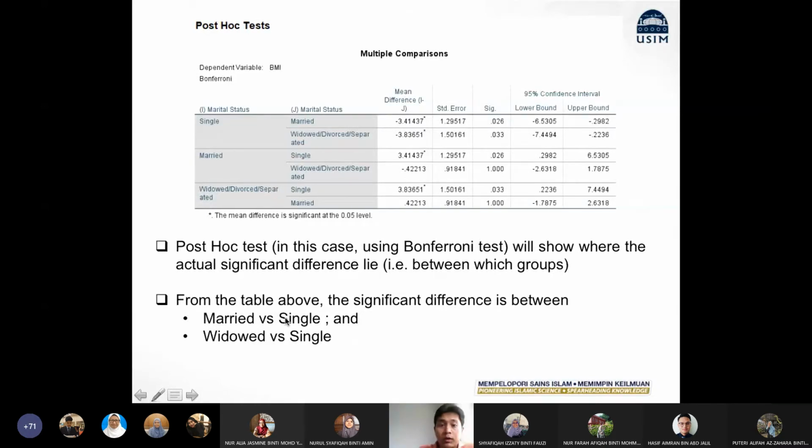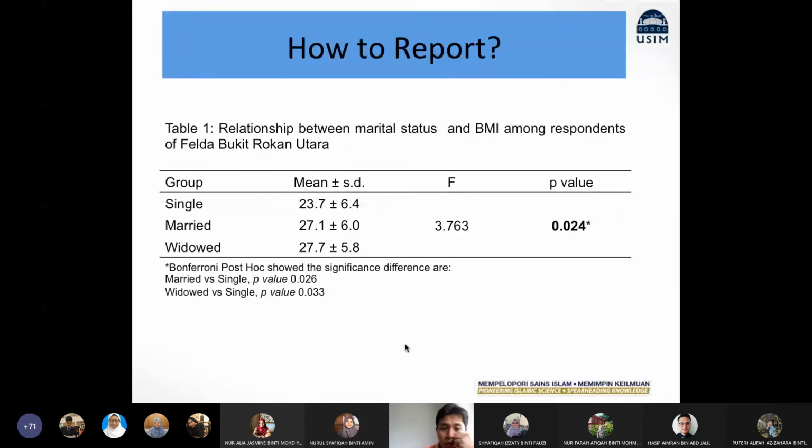So antara dua yang kita have ni, okay. So again, relationship between matrix ni, how do you write a table? So ada group, ada min SD, ada F value, ada P value. Okay. Basically, in order to report, again, you need to have three things. First, the magnitude. Second is the direction, and third is the significant value.